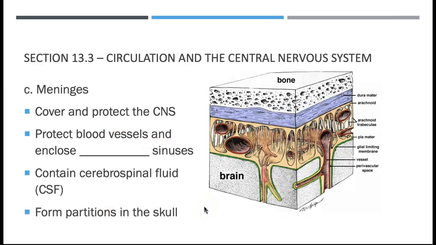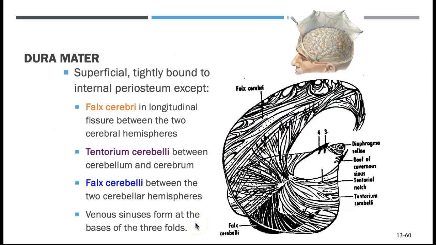All right, so why do we have these meninges? They're going to cover and protect our central nervous system structures. They protect blood vessels and enclose venous sinuses. Those would be like the straight sinus or sagittal sinus and so forth. And they also contain the cerebrospinal fluid within that subarachnoid space that we talked about. And they can form partitions in the skull.